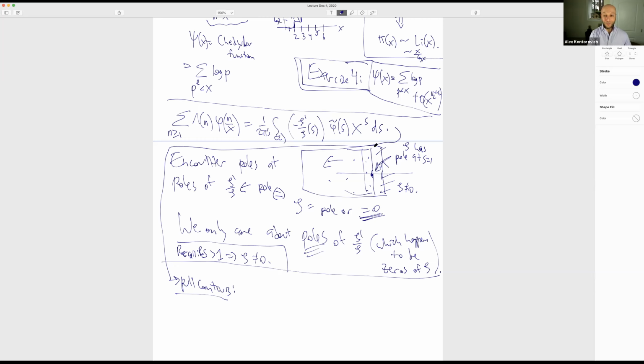So when we pull contours, now what's the contribution? What's the residue of zeta prime over zeta? Do you remember the argument principle? That's the beauty of logarithmic derivatives. We don't need to compute any residues. It's 1 if you have a 0 and -1 if you have a pole. Recall the argument principle.